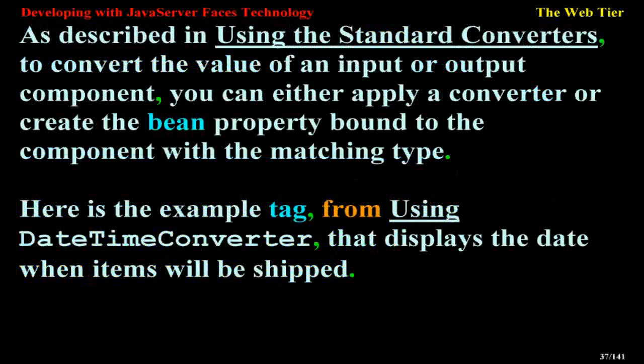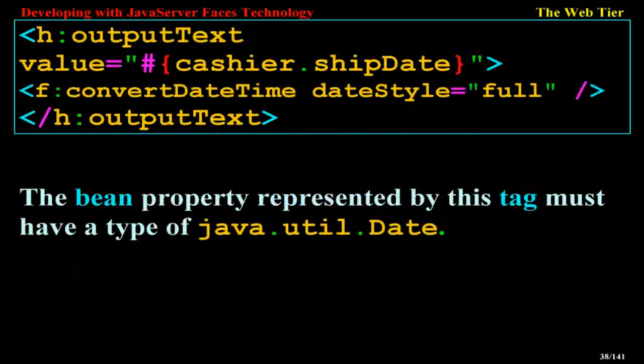As described in Using the Standard Converters, to convert the value of an input or output component, you can either apply a converter or create the bean property bound to the component with the matching type. Here is the example tag, from Using DateTimeConverter, that displays the date when items will be shipped: output text value equals cashier.shipDate, convert date time, date style equals full.